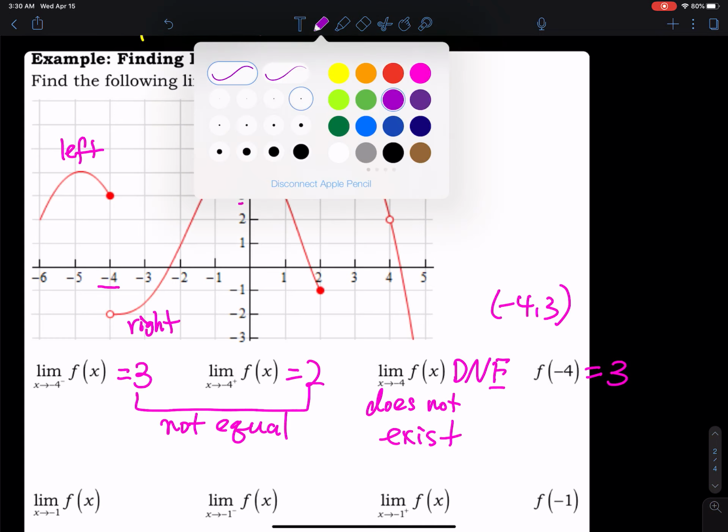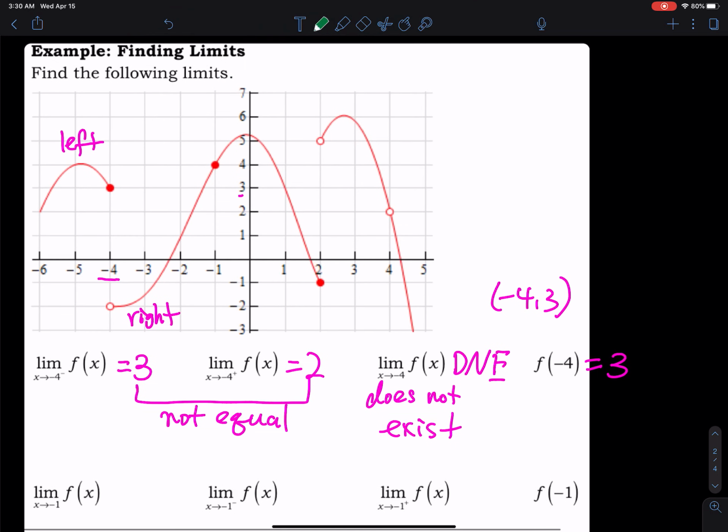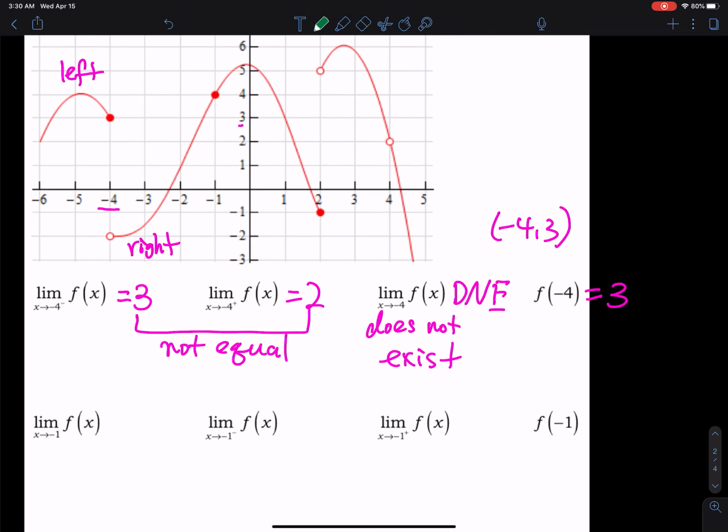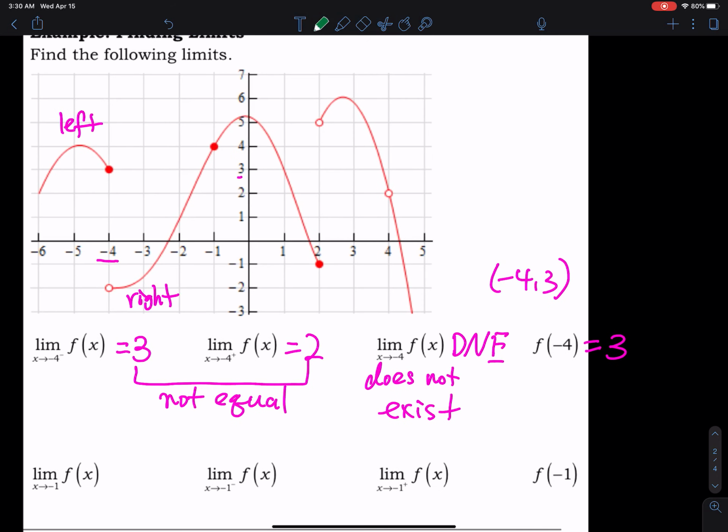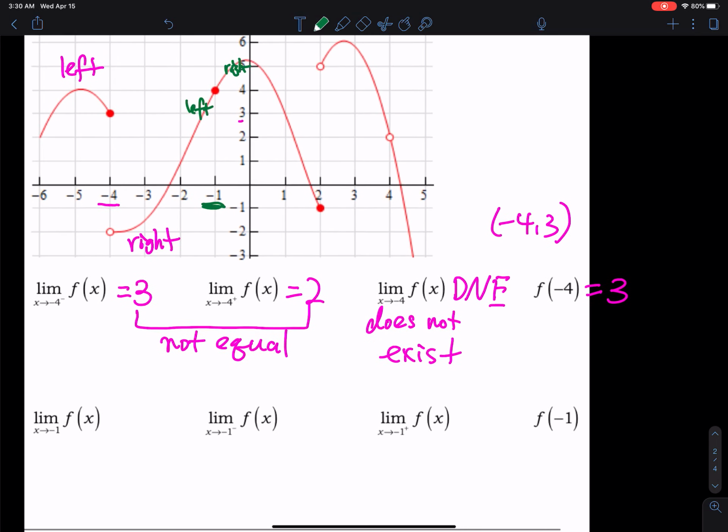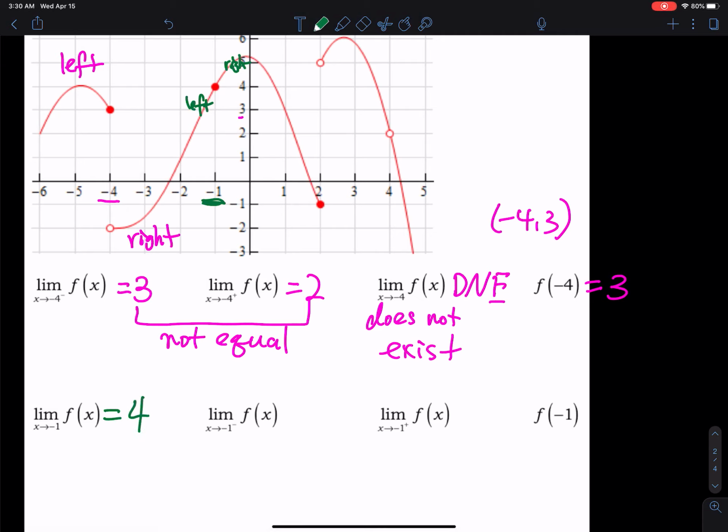The next one we have is f of x as x approaches negative 1. Where is negative 1? Negative 1 is right here. This is left, and this is right. As x approaches negative 1 from the left, we have y equal to 4. This is also equal to 4, so the left limit and the right limit are equal.